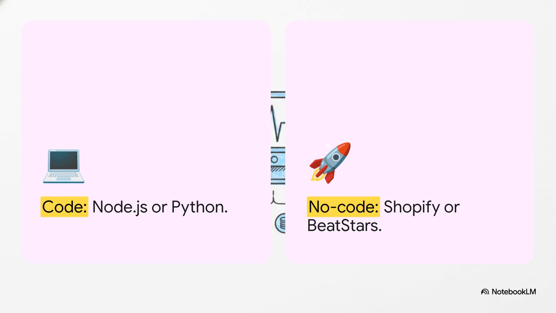But if you'd rather spend your time just focusing purely on making music, you can use a no-code or low-code platform like Shopify or a specialized marketplace like BeatStars. These platforms already have the database, the S3 storage, and the Stripe integration completely built in. They handle all the heavy back-end lifting in exchange for a monthly fee or a cut of your sales.